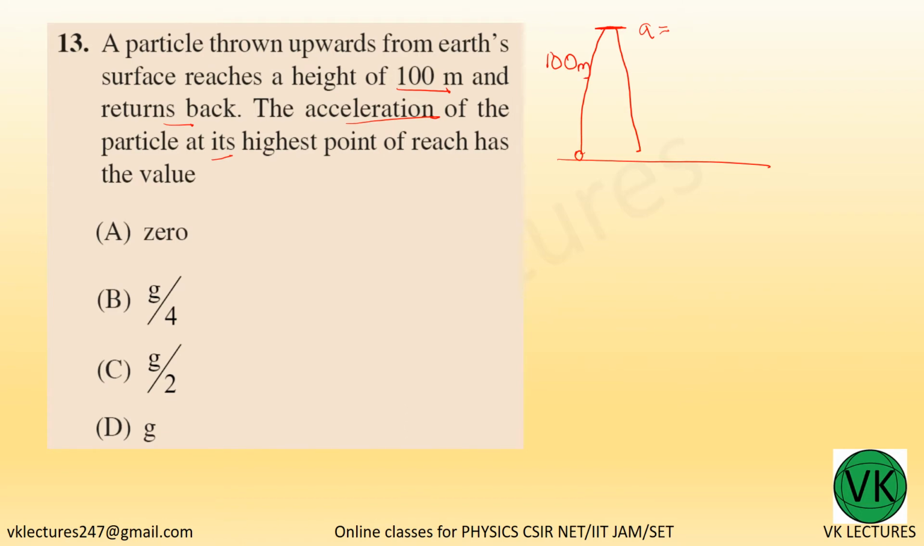Now, at this point we know velocity is equal to 0, because it reaches maximum height, and then it descends down. Then what about acceleration? The acceleration will remain the same. It is 9.8 meter per second square. It will be g. Now suppose you have any doubt, just look into this scenario. Suppose acceleration is equal to 0.